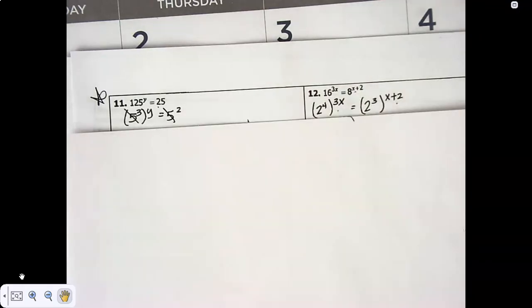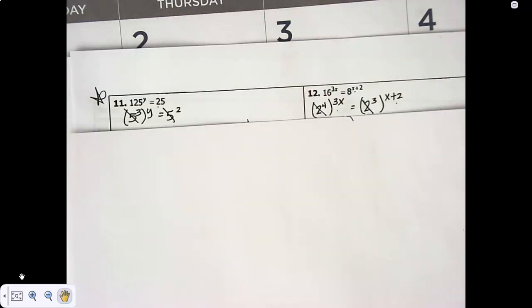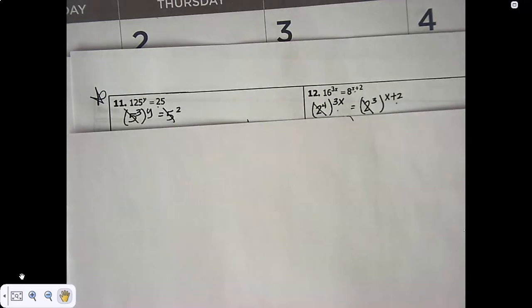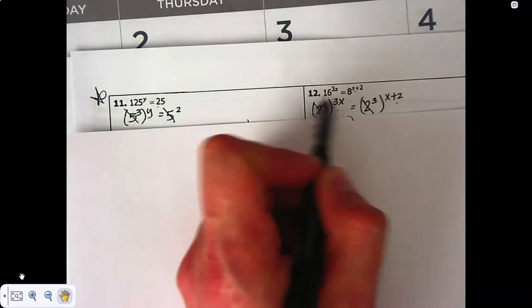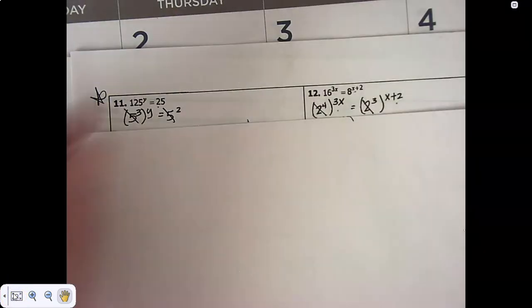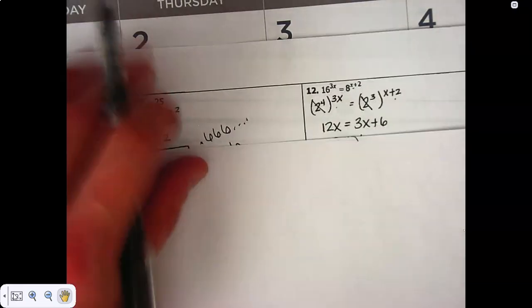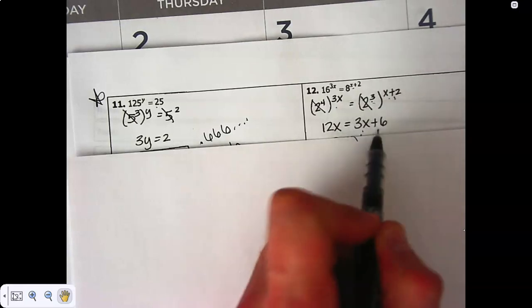Now that I have a common base, I can go ahead and drop the common base. Anything that remains inside, I can go ahead and multiply the inside exponent times the outside exponent. Now that I have my common base of 2 removed, I'll go ahead and distribute the 4 times the 3x, which is going to give me 12x. 3 times x is 3x. 3 times positive 2 is positive 6.